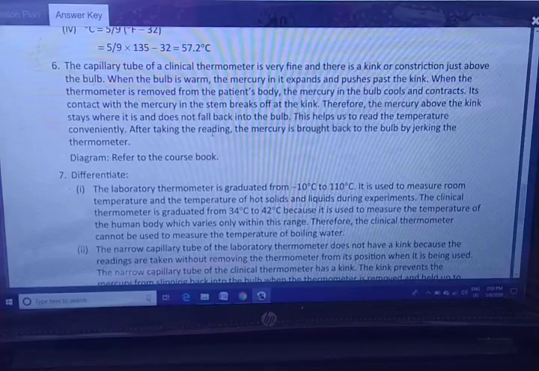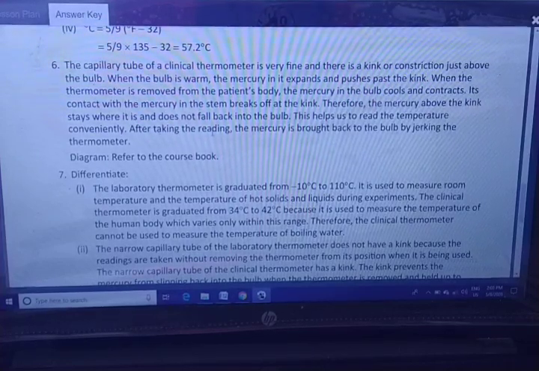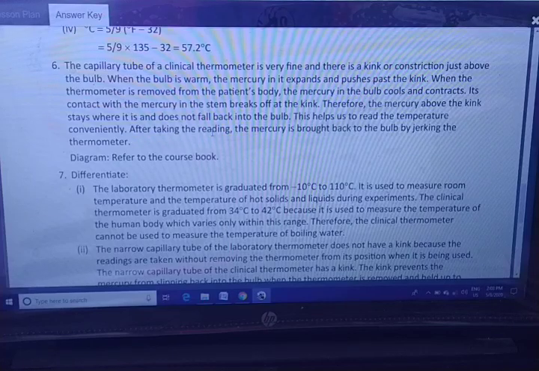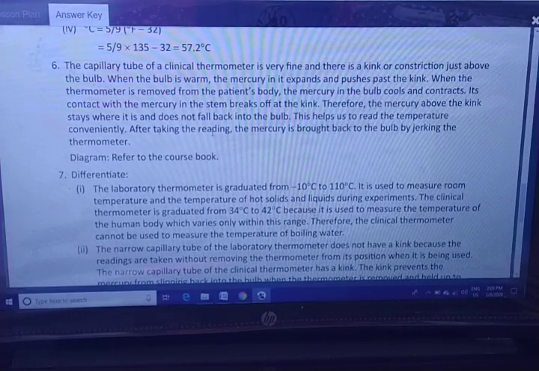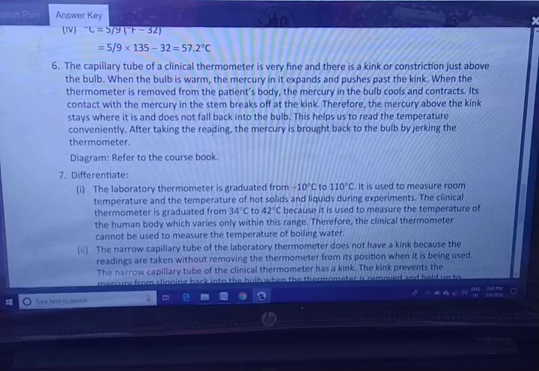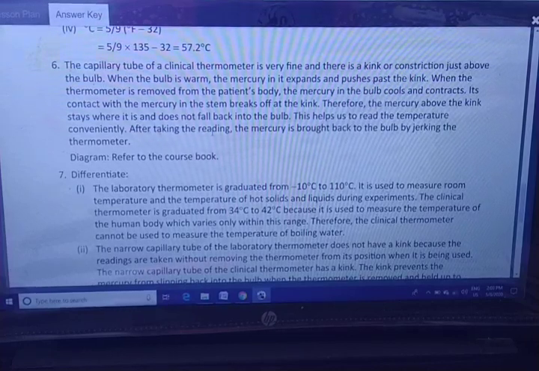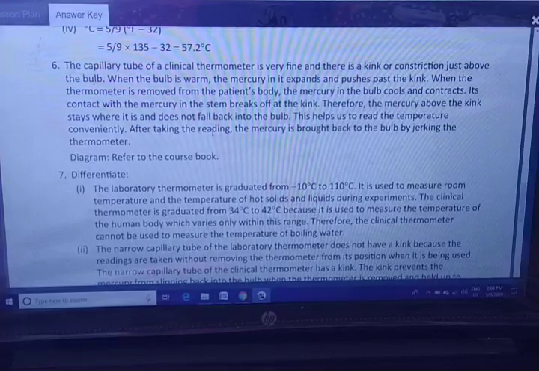The capillary tube of a clinical thermometer is very fine and there is a kink or constriction just above the bulb. When the bulb is warm, the mercury in it expands and pushes past the kink, and when the thermometer is removed from the patient's body, the mercury in the bulb cools and contracts. Its contact with the mercury in the stem breaks off at the kink. Therefore, the mercury above the kink stays where it is and does not fall back into the bulb. This helps us to read the temperature conveniently. After taking the reading, the mercury is brought back to the bulb by jerking the thermometer. You know very well how we use the thermometer and how we measure the temperature of a human body.